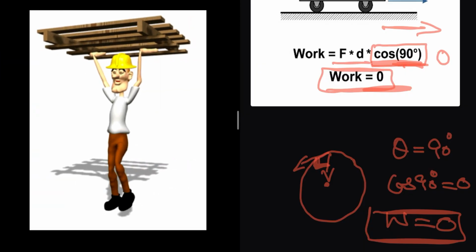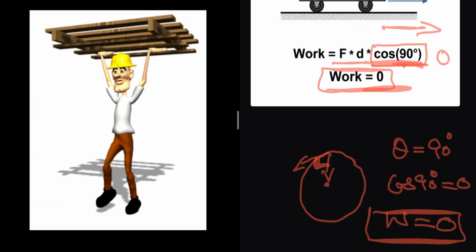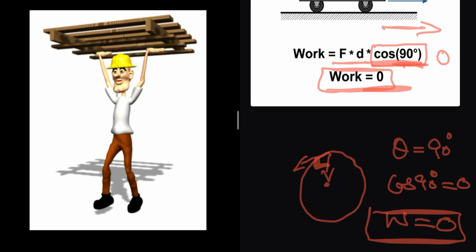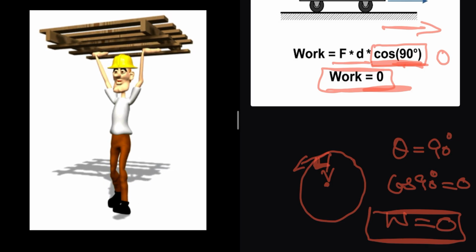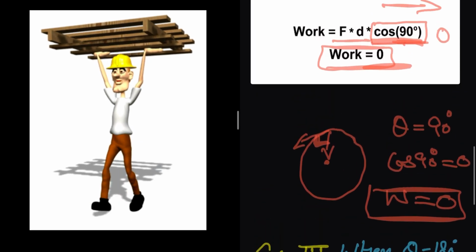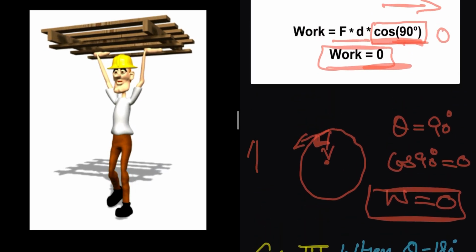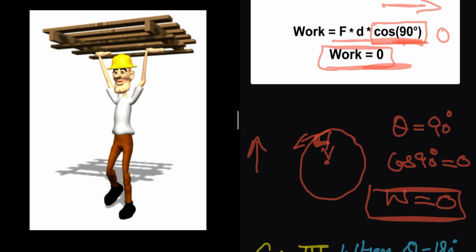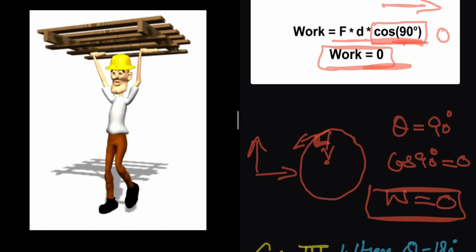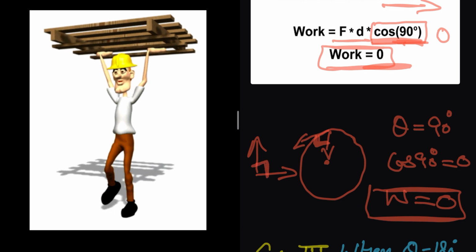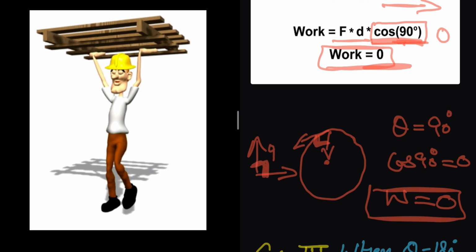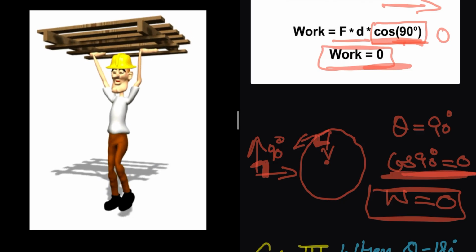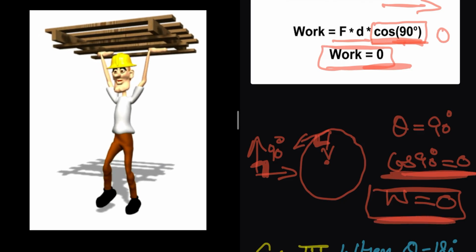That's also another beautiful example we have here: whenever a person is carrying a load on his head, okay, now students, he is applying the force in which direction? Upward direction. Clear, students? But the displacement, he is moving in which direction? Forward direction. Now the angle between both is what? Again it is 90 degrees, and cos 90 is what? 0. If cos 90 is 0, work done will be 0.